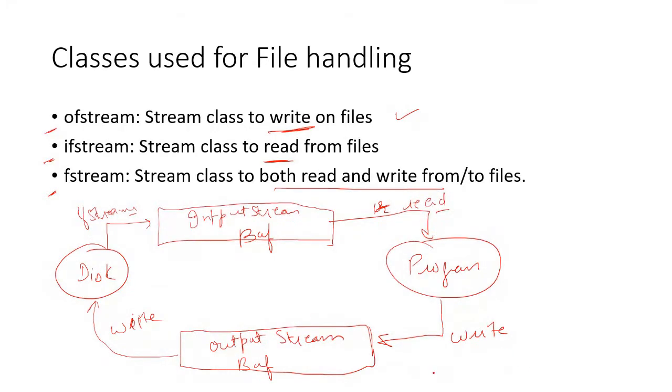So for the writing, we are supposed to use ofstream, right? So this is the class that we have, and if we wanted to perform both the operations in the same object, then fstream is the object which is going to be created correspondingly for that particular section.